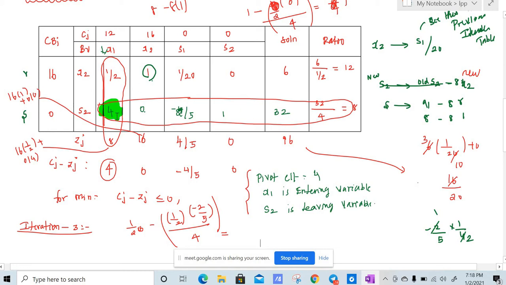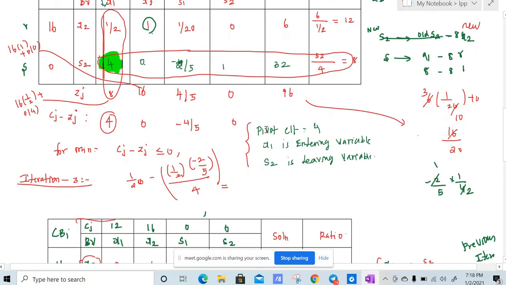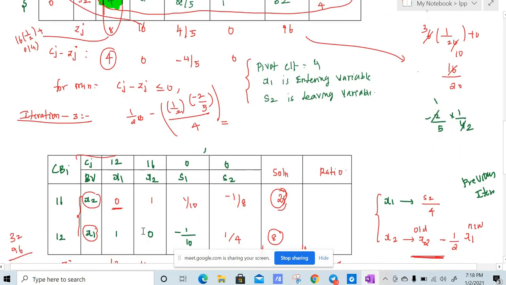Now what will be iteration 3? You need to make the key element 1. How can you make this element 1? You need to divide this entire row by 4. So 4 by 4, 0 by 4, 2 by 5 divided by 4, 1 by 4, 32 by 4. An important thing is, you can see x1 is the entering variable and s2 is the leaving variable. So this will be x1, x2, and if you divide this entire row by 4, we will have this value.